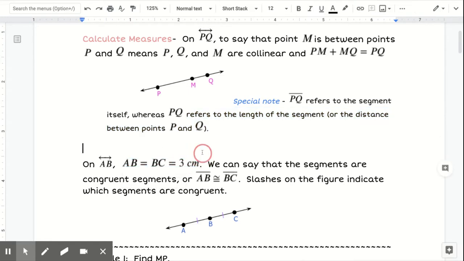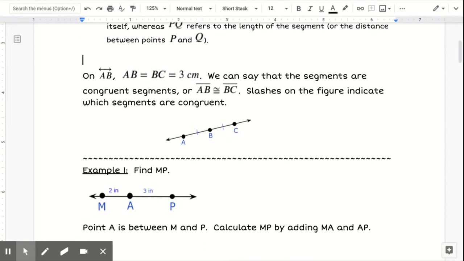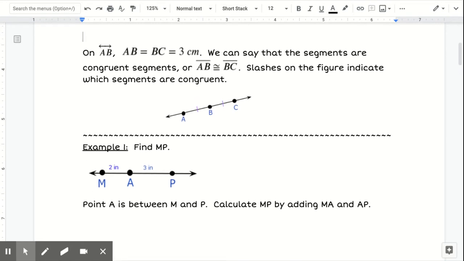So moving up a little bit here. Okay, so on line AB, it says that AB is equal to BC, so this is the length of AB and the length of BC. They are equal to each other and they're both 3 centimeters. So with that, we can say that the segments are what we call congruent segments because they have equal measures.